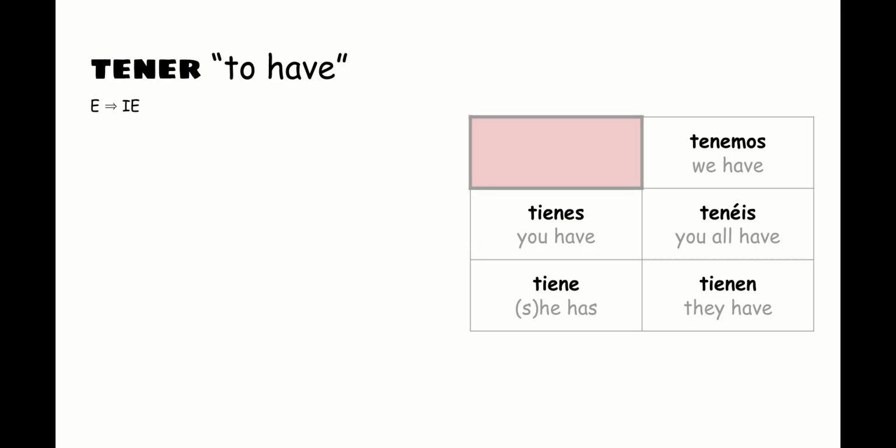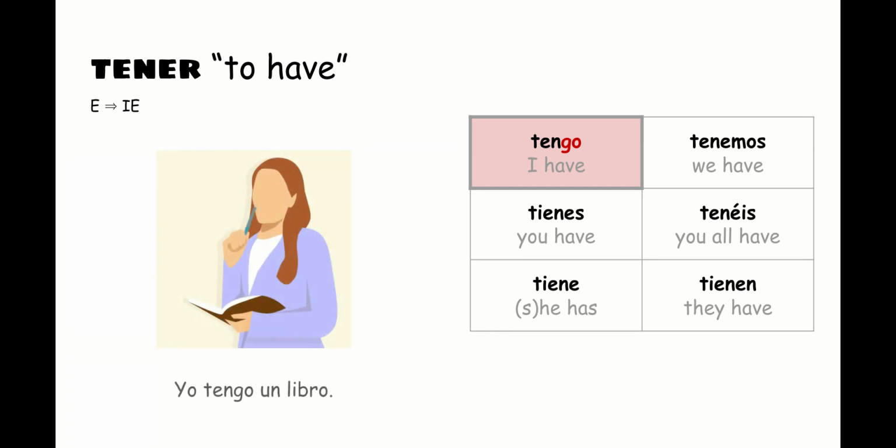So the yo form, as I said before, in the yo-go verbs is going to be irregular, and tener, you wouldn't guess, but in the yo form is tengo. So tengo means I have. An example would be yo tengo un libro, I have a book.